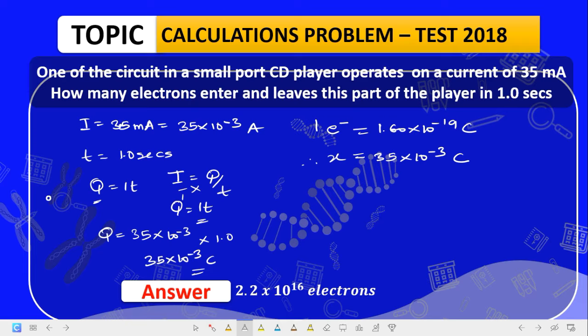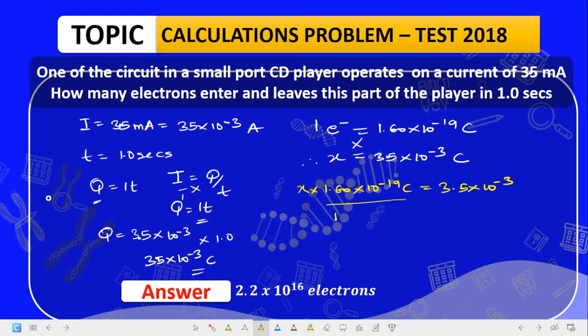When you solve this, this is 3.5. Please take note, not 35. It was a typo error. It's 3.5 times 10 raised to the power of minus 3. So when we cross multiply, what is it going to give to us? It's going to give us X times 1.60 times 10 raised to the power of minus 19 coulomb is equal to 3.5 times 10 raised to the power of minus 3.